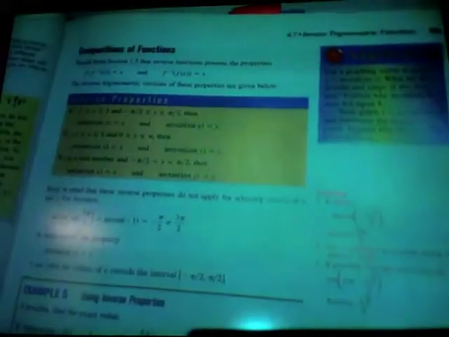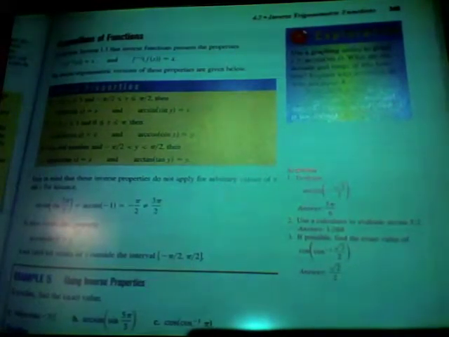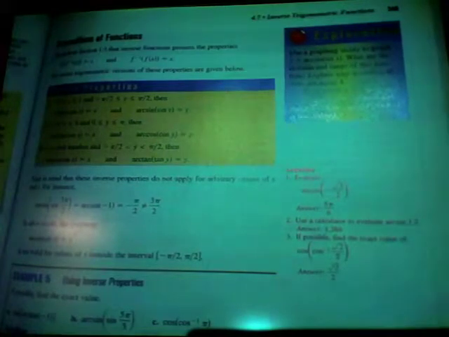Now, if you want to know why, I could tell you, but then I'd have to kill you. What? No, just kidding. If you want to know why, you can look in your book on page 349 for the whole explanation. But I'll just try to make it brief.